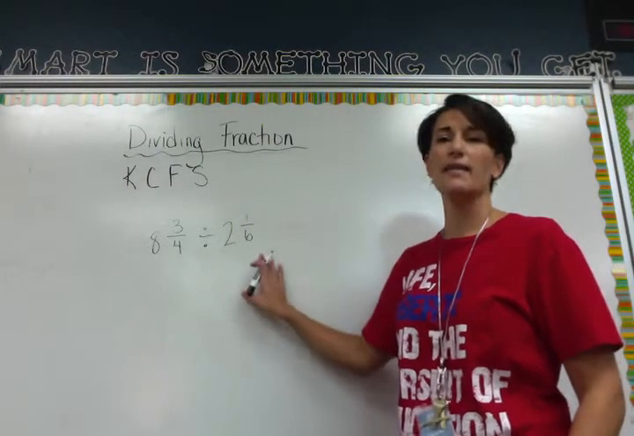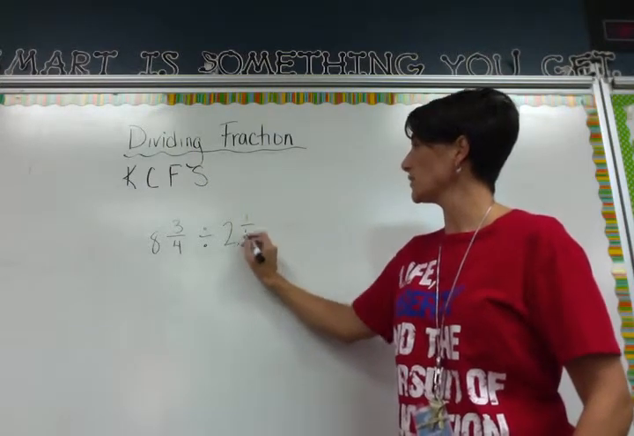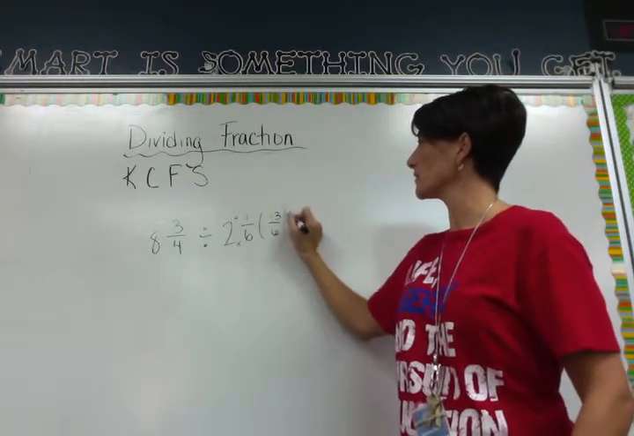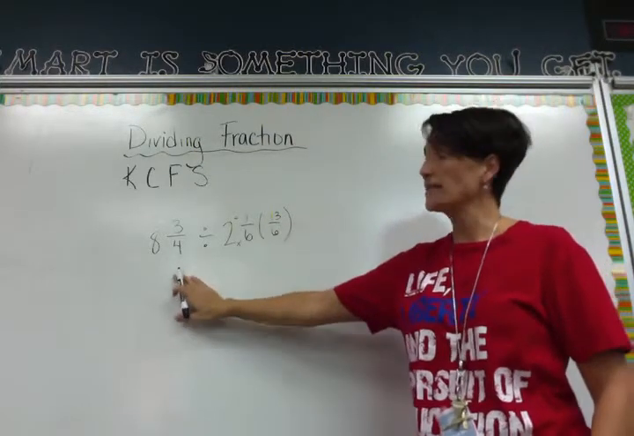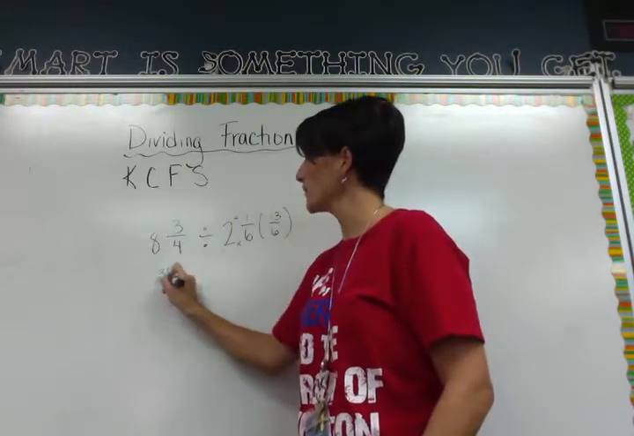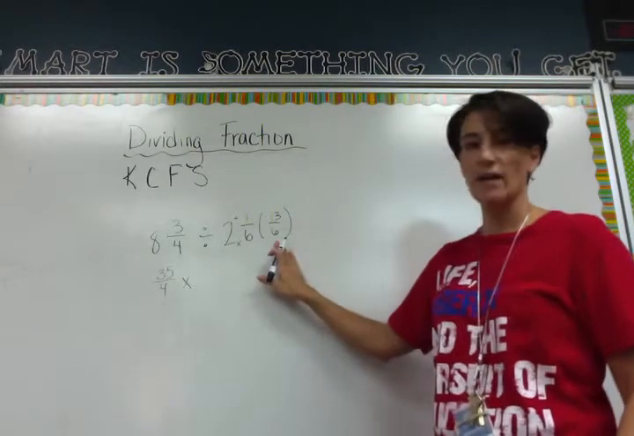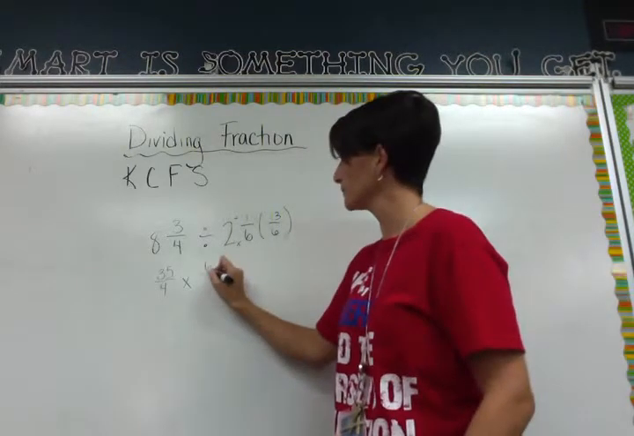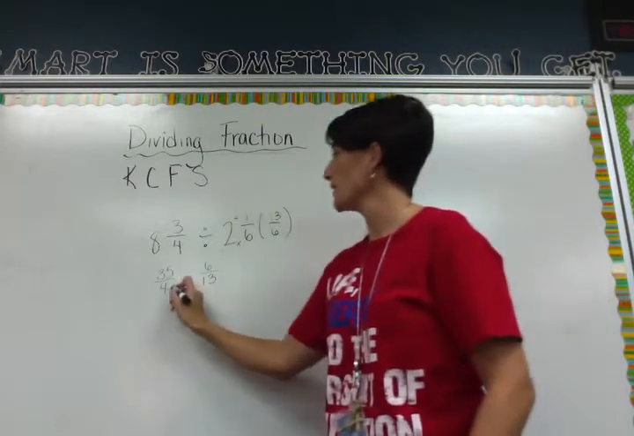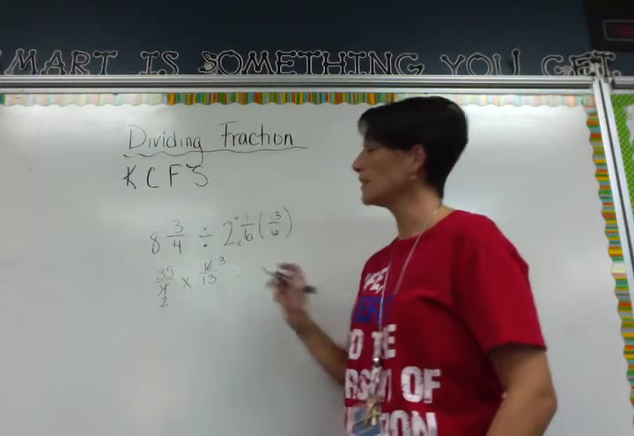Okay, so the first thing, I'm just going to go ahead and turn this into an improper fraction. So 6 times 2 is 12, plus 1 is 13 over 6. Now change this one. 8 times 4 is 32, plus 3 is 35 over 4. Change my symbol. I already have my improper fraction, so I'll just flip it. See if I can simplify. In this case, I can simplify my 4 and simplify my 6.